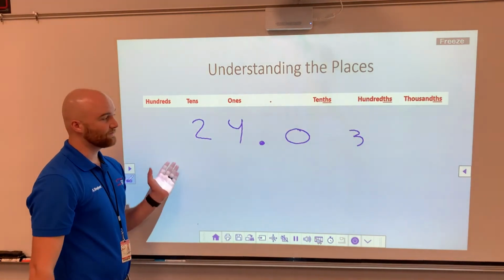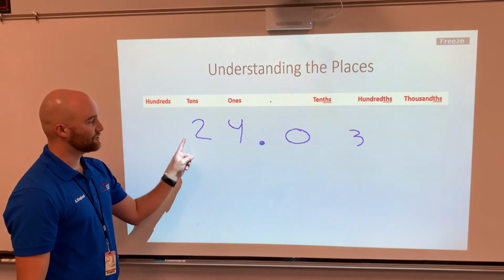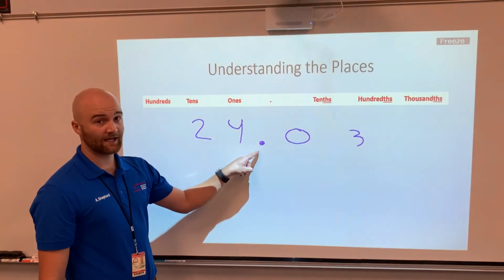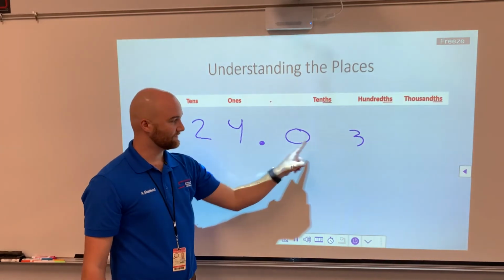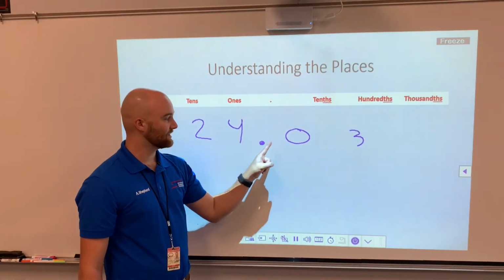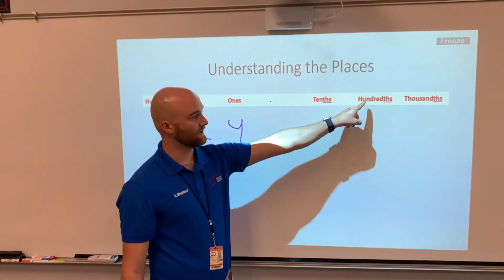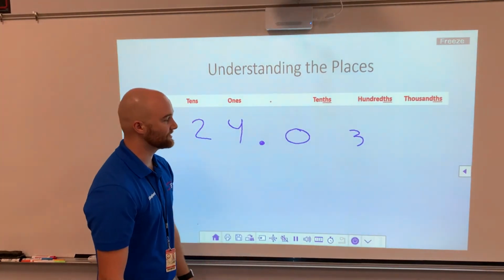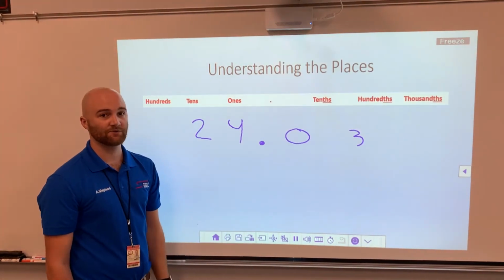Okay, 24 decimal 03, its real name is 24. And then I look over here, I see just a 3. The 0 is just holding its place. So 24 and 3, it's in the hundredths place, 3 hundredths. So this one's real name would be 24 and 3 hundredths.